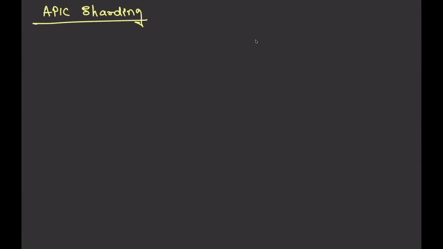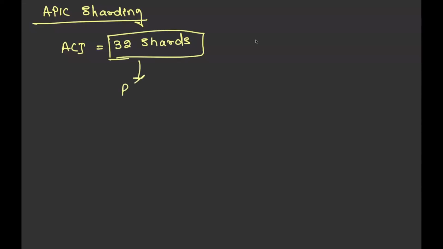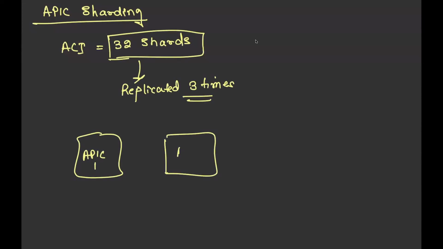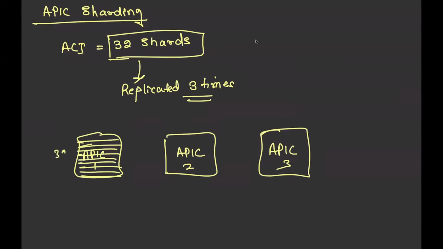Your ACI is going to create 32 shards of your configuration. So your whole configuration is going to be divided into basically 32 parts, you can say. And each shard is going to then be replicated 3 times. So you have APIC 1, APIC 2, APIC 3. The whole configuration is divided into a total of 32 shards, and then it's replicated to your APICs.